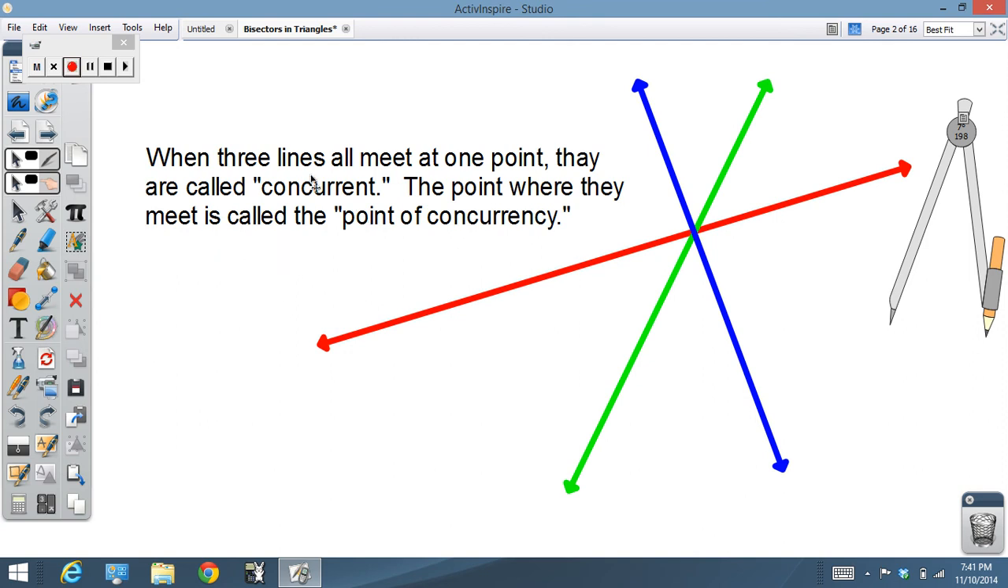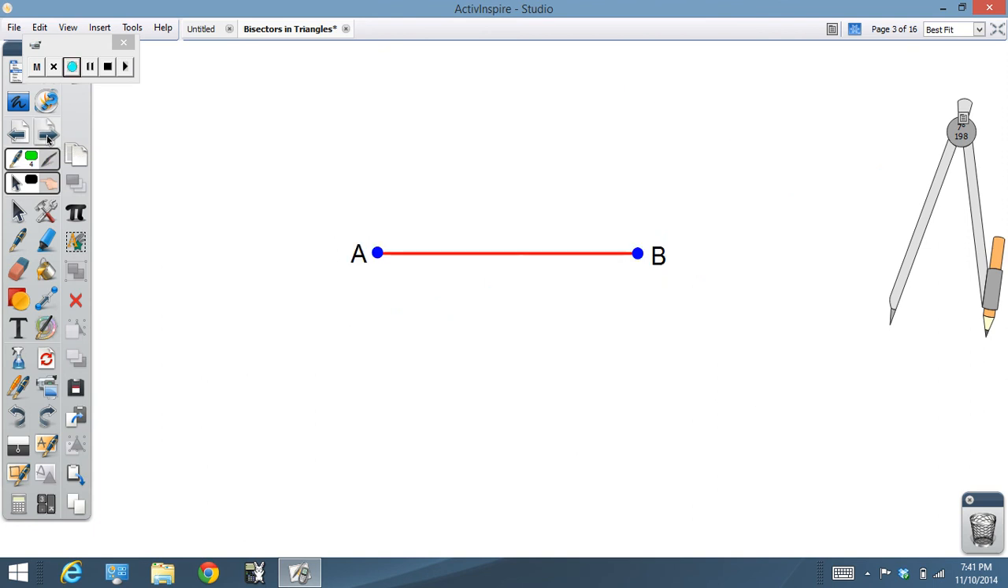Now, when three lines all meet at one point, as these three lines do, they all meet right there at one point. That point is called the point of concurrency, and the three lines are said to be concurrent. Okay, so when three lines meet, they are concurrent and they meet at a point of concurrency. That's really important for what we're about to do coming up here.